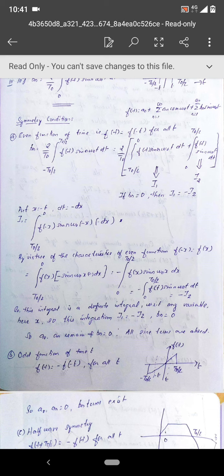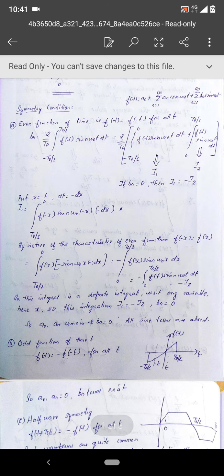So for that I take the I1 integration, and I replace the variable of integration, which was t, by a dummy variable x, which is defined as x is equal to minus t. You may wonder why I'm taking x equal to minus t. I just want to use the even functionality. What is even functionality? f of t should be equal to f of minus t. That is why I've taken a dummy variable x equal to minus t.